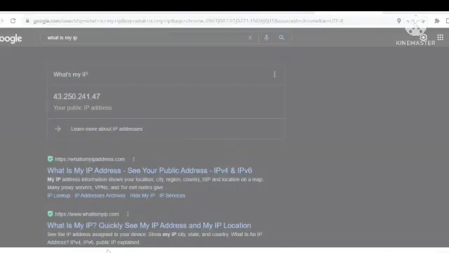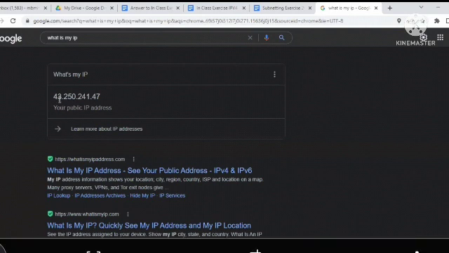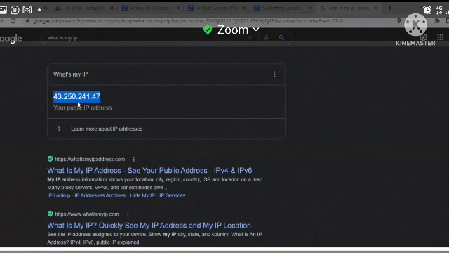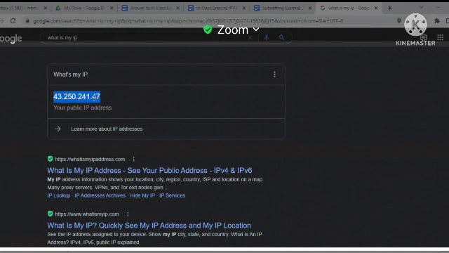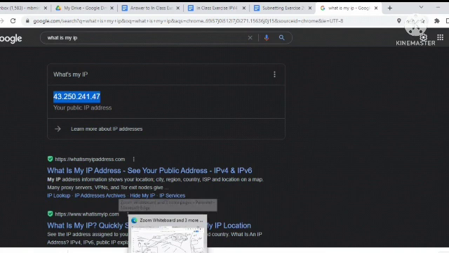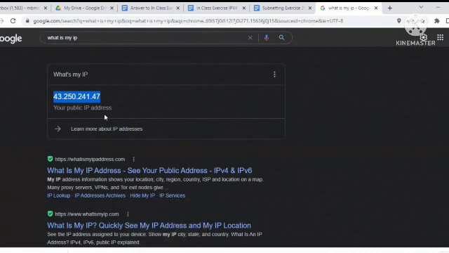So I am using a private IP and a public IP. Since I am coming to you through the internet, I am coming via this IP address, 43.250. I have not set this IP address myself. Automatically my internet service provider assigns the IP address with the Dynamic Host Configuration Protocol. See the difference. I think you have already noted my private IP and the public IP. Both are different. You can also test your IP with your mobile phone.